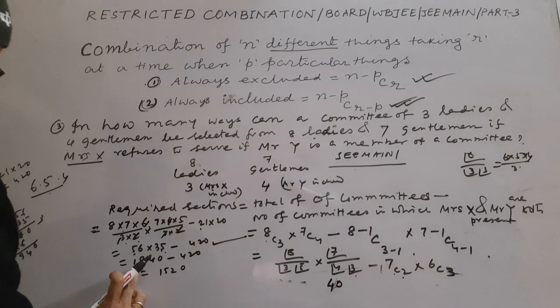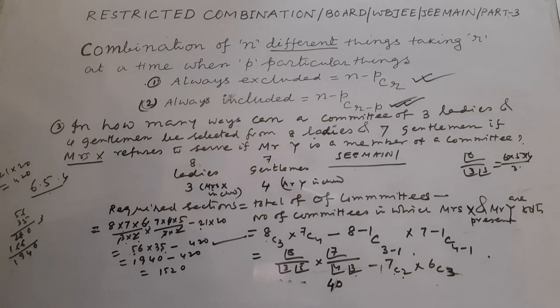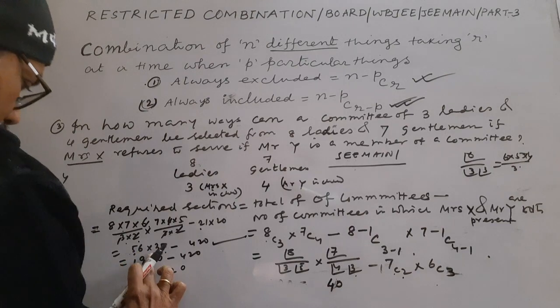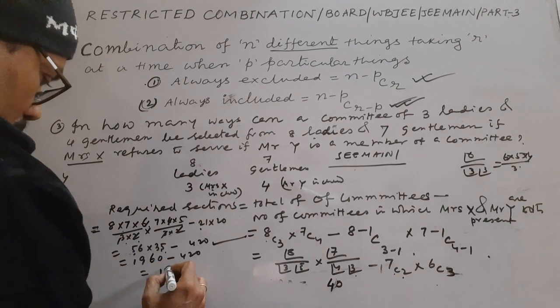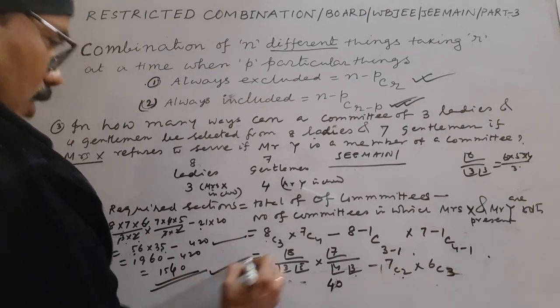56 into 35 is 1960. 1960 minus 420. So 1540 is the answer.